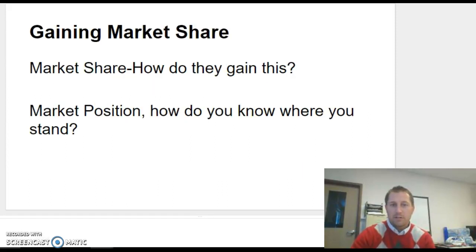Gaining market share. So again, we're talking about that scenario where a company comes in and they price their product so they can take some of that away. I want you to explain to me, using 3 different products based on their price, where their market position is. Can you define what share of the market they have based on their price? And then explain to me, can you tell me where they stand?